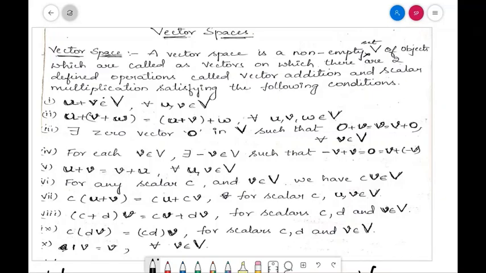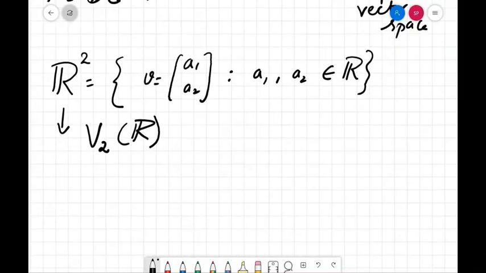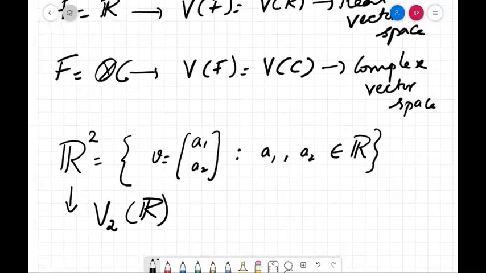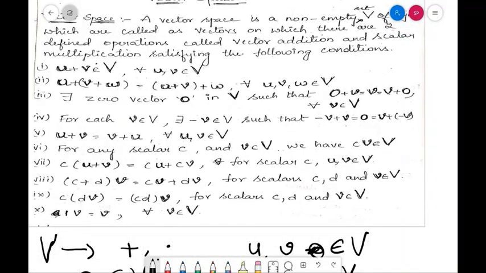So you can say that these two vectors, if you add a1, a2 and one more vector, you take b1, b2, then add them, their sum is again in R2. So simple addition of any two vectors will always be a vector, the first condition.